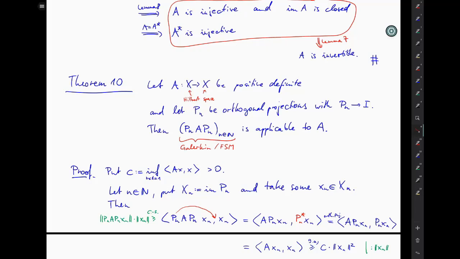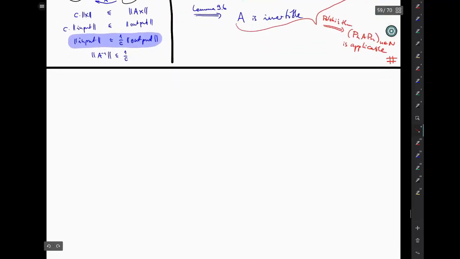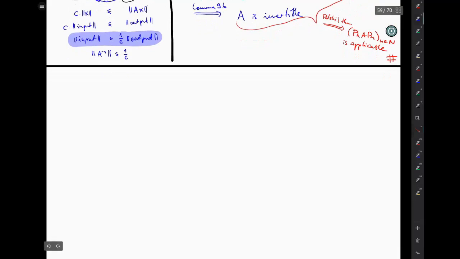In our next step, we draw some inspiration from Theorem 10, which is saying that when your operator A on a Hilbert space X is positive definite, and your projections Pn not only strongly converge to the identity, but are orthogonal projections, then this combination Pn is always applicable to A. Okay, with that theorem in mind, you could come across the following idea.